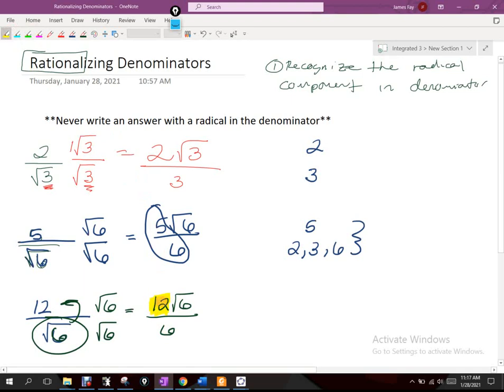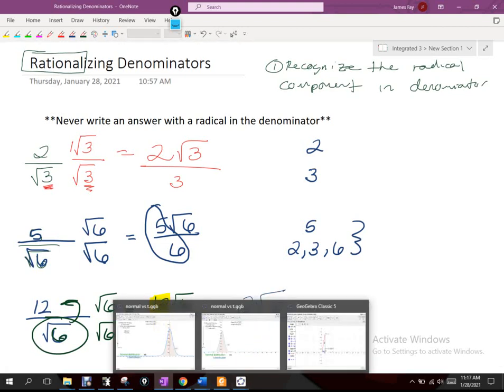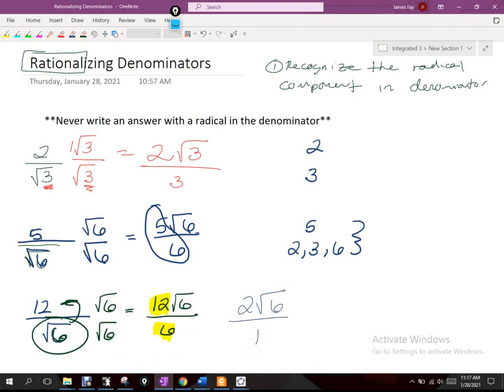Yes. So that number right there and that number right there, they share factors, right? They share a factor of 6. They're both divisible by 6. So I'm going to do that. What's 12 divided by 6? 2. And then 6 divided by 6 is 1. And we usually don't write divided by 1, right? We just write 2 radical 6 as our final answer.